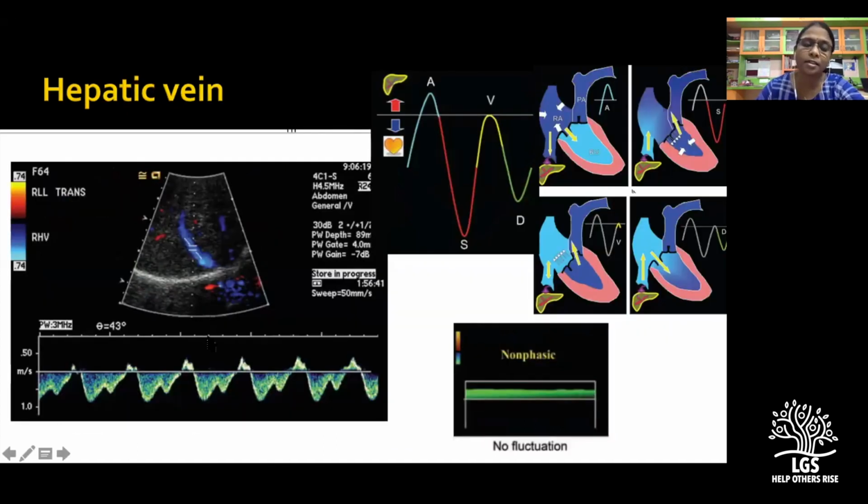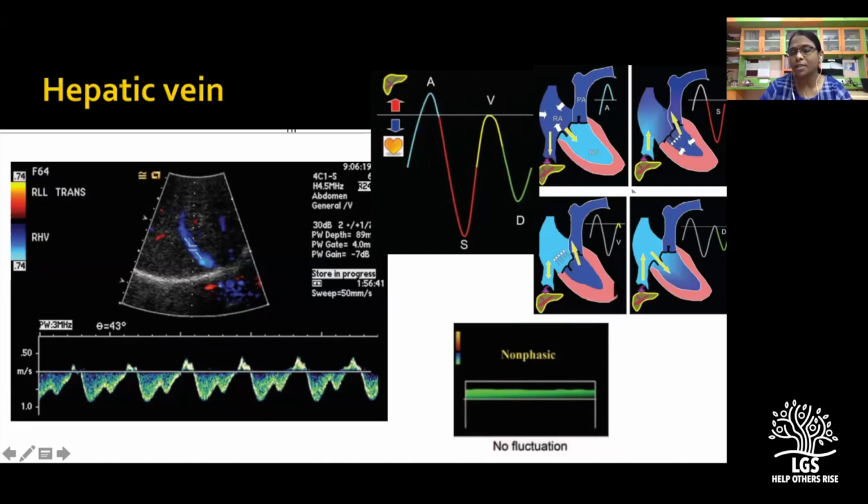And this is the signature waveform of the hepatic vein. The hepatic vein is usually blue in color because the flow is away from the transducer. And this is the classical triphasic pattern of the hepatic vein. Mainly it is below the baseline, and a small wave, that is the A wave, is above the baseline. This is a retrograde wave, and this wave is because of the atrial systole, and during this the blood flow is away from the heart, that is towards the liver.